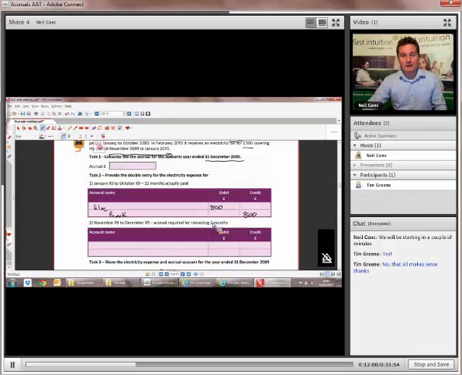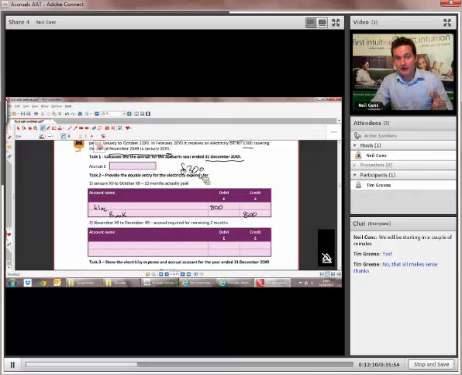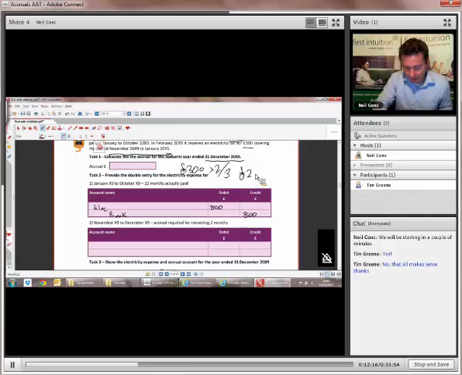Now we need an accrual. So the bill is £300. We need November and December, 2 months. It is November, December, January, 3 months. So we need 2/3 of this, which is a nice round £200.